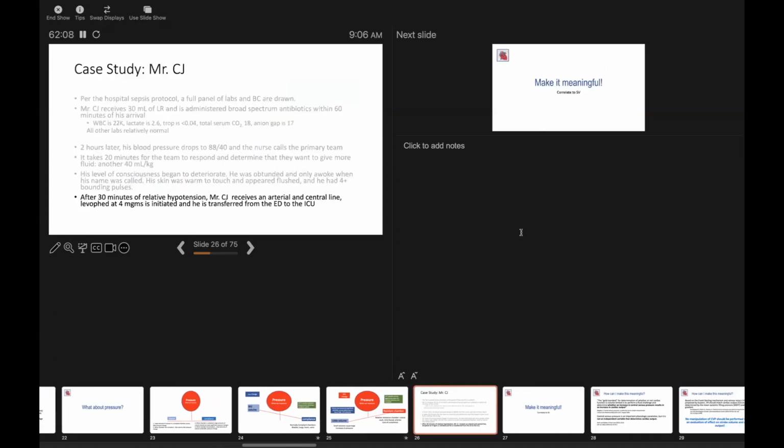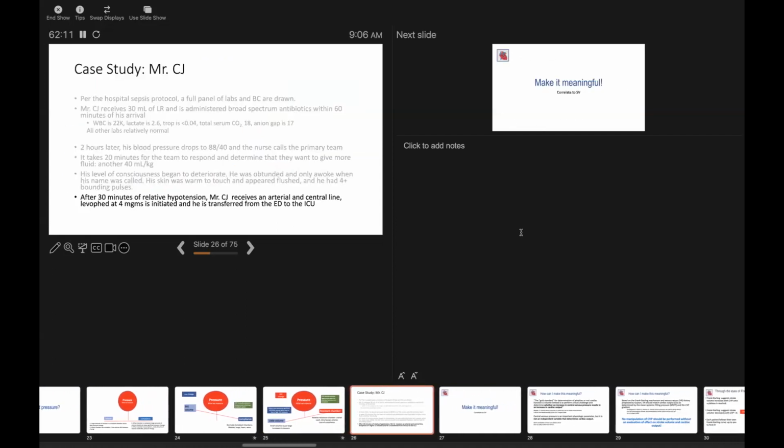Okay? All right, now, after 30 minutes of relative hypotension, Mr. CJ receives an A line and a central line, is started on norepinephrine at 4 milligrams, and is transferred from the ED to the ICU. Okay, 30 minutes of hypotension. Has he already got organ dysfunction? Yes. 30 minutes of hypotension is unacceptable. You don't want continuous hypotension for more than 5 minutes. You'd like to have less than 3 minutes, but it's a little bit hard to manage your patient that quickly. 30 minutes of relative hypotension, unacceptable.